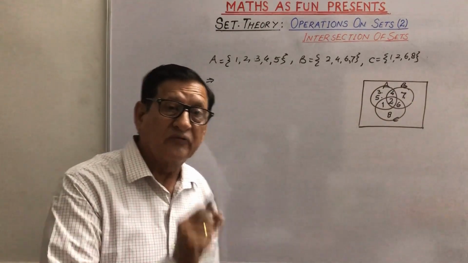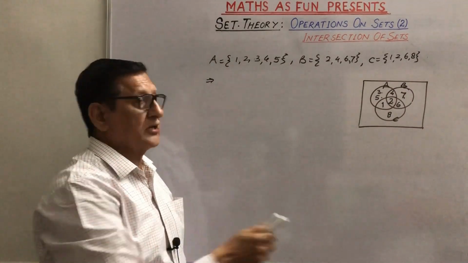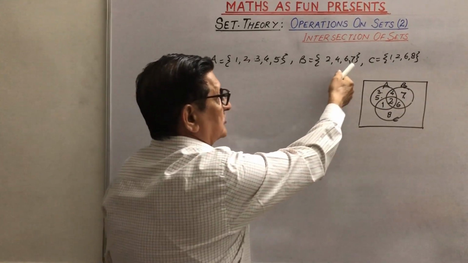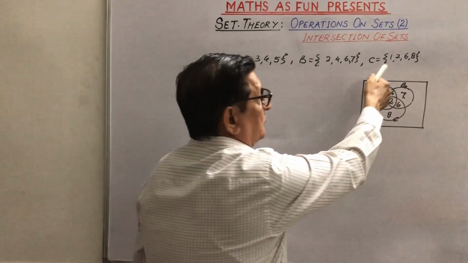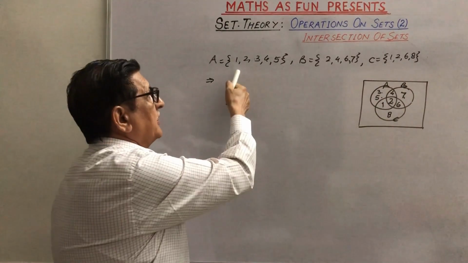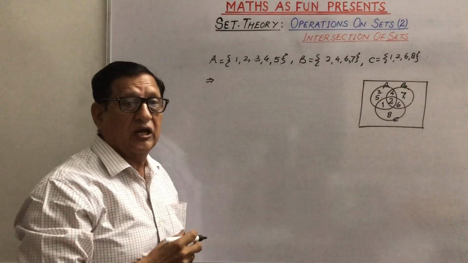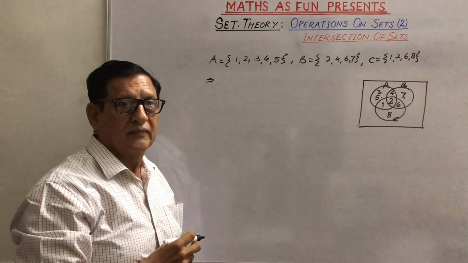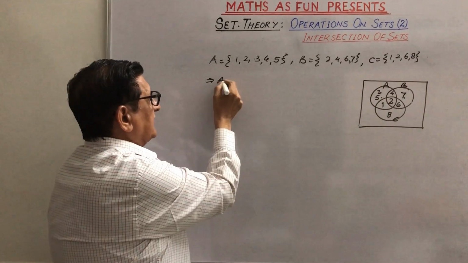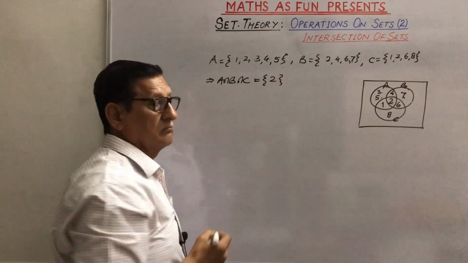Let's take one example of three sets. Suppose there are three sets A, B and C. A contains the elements 1, 2, 3, 4, 5. B contains 2, 4, 6, 7 and C contains 1, 2, 6, 8. Then the common element in all the three sets A, B and C is 2. It means A intersection B intersection C will be 2.